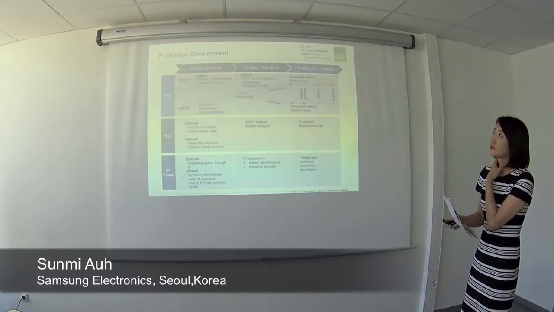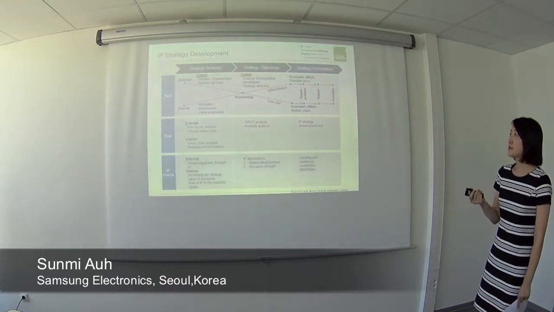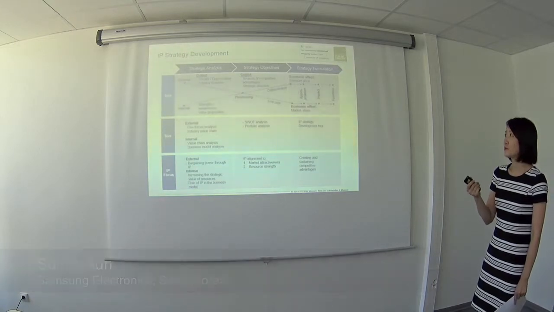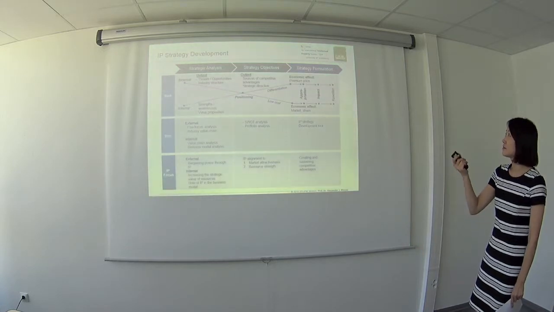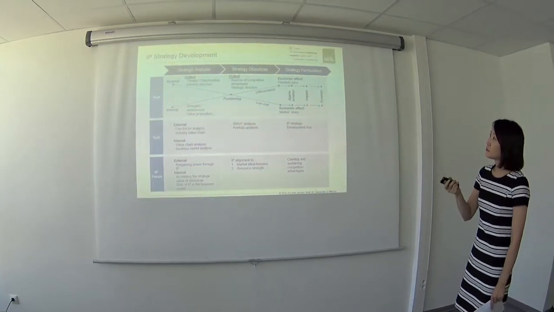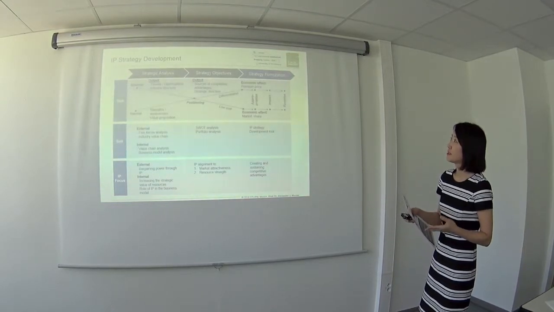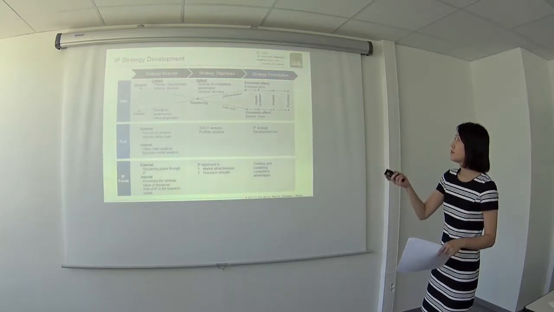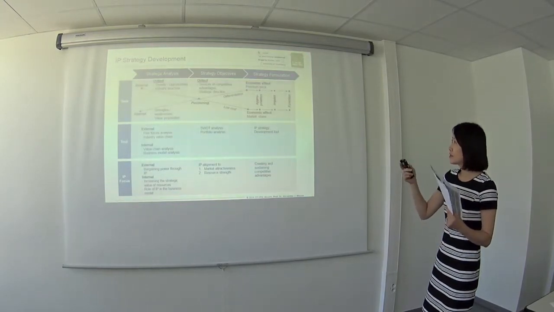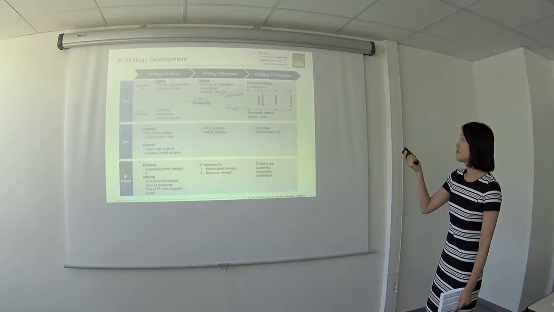First of all, I want to explain the overall picture of IP strategy development. The IP strategy development for CLAAS should be conducted from strategic analysis, then strategic objectives, and then strategy formulation, in turn. As a task for strategic analysis, we need to analyze the external and internal environments, and then we can formulate what our desired economic effects would be.